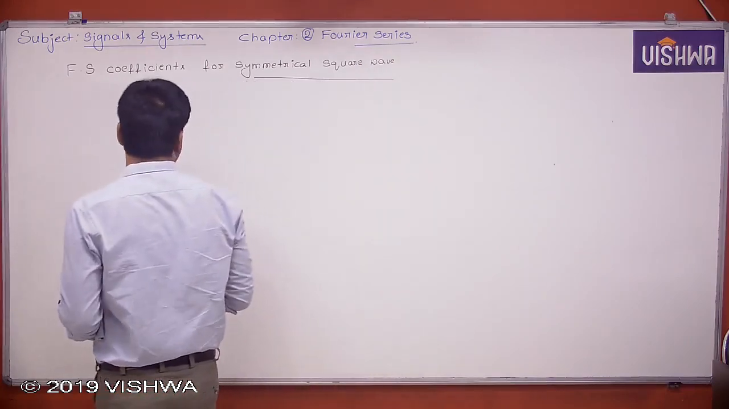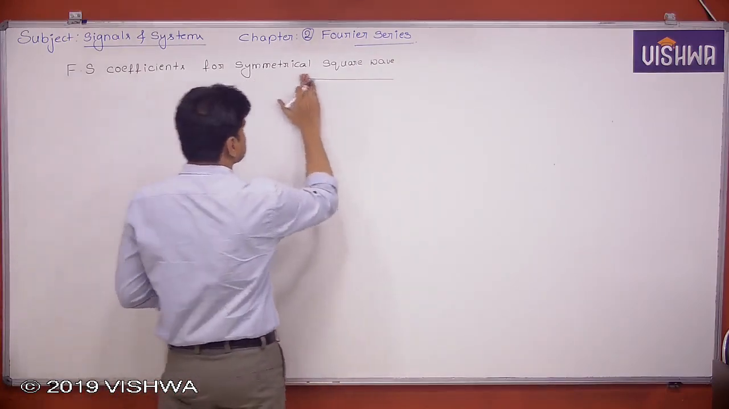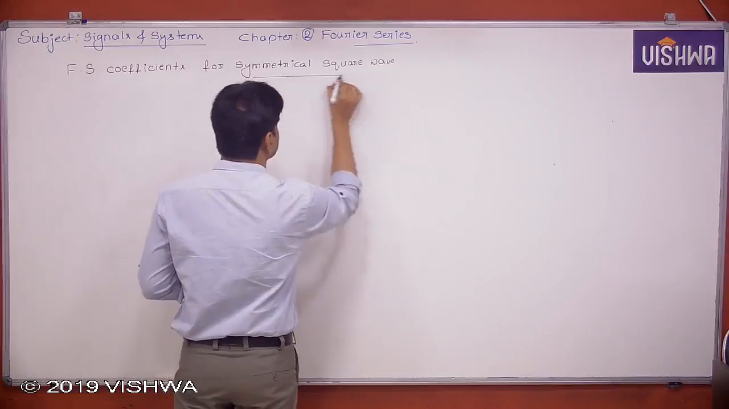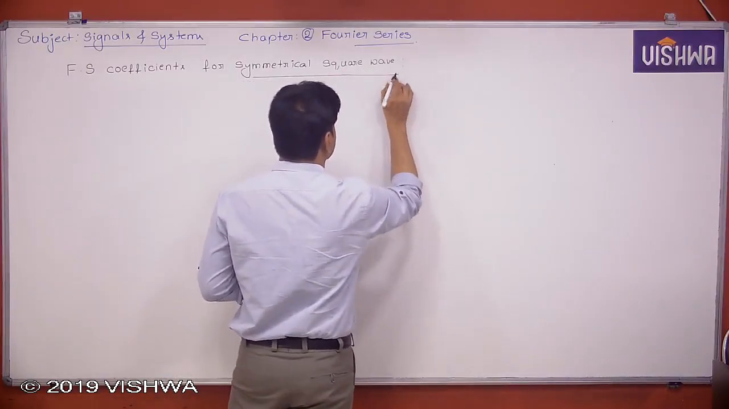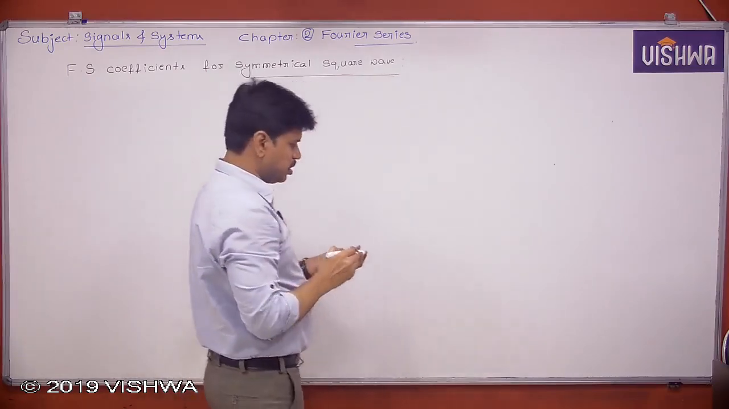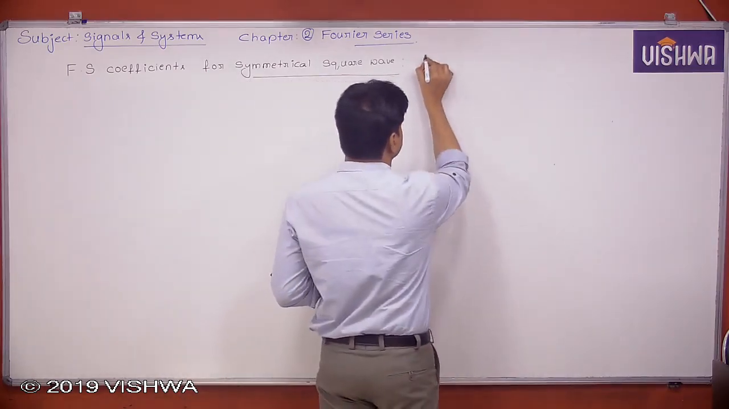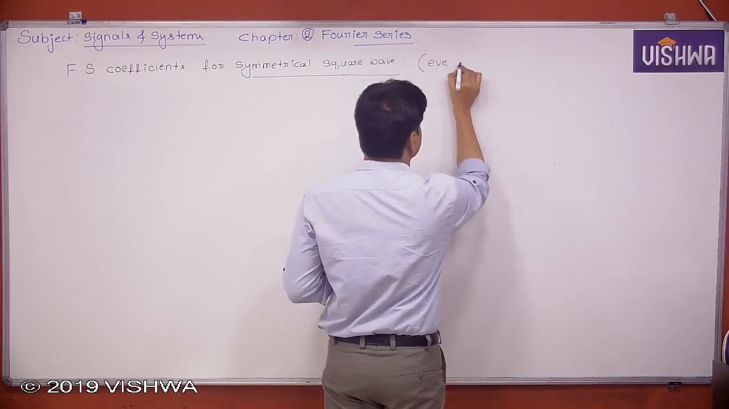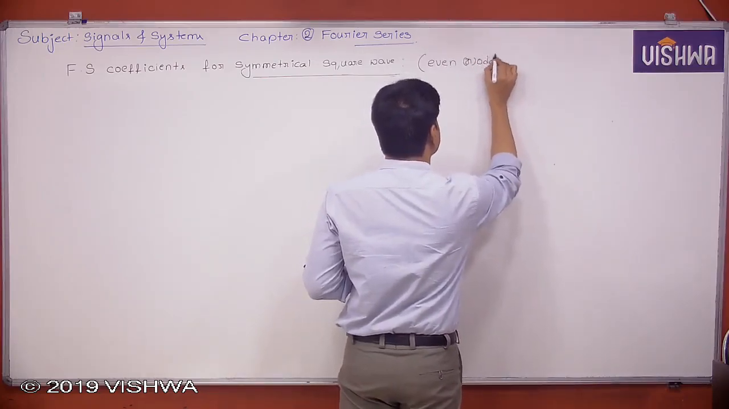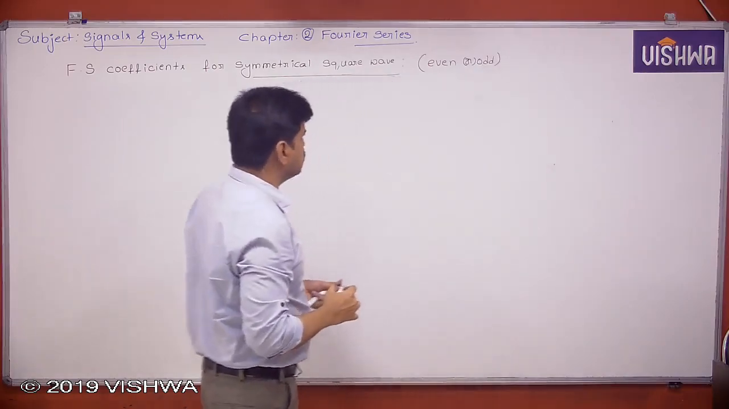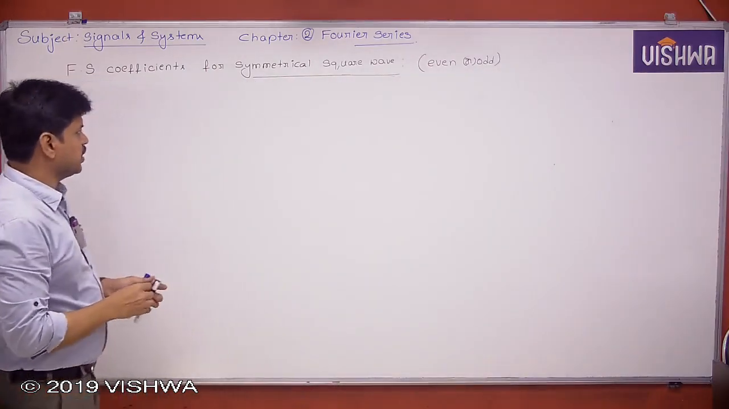Symmetrical square wave. So it's only for symmetrical square wave, not any other wave. That means it may be even symmetry or odd symmetry, that means even or odd only. For these kinds of symmetries only we can use this formula. Okay, let's see what this is.